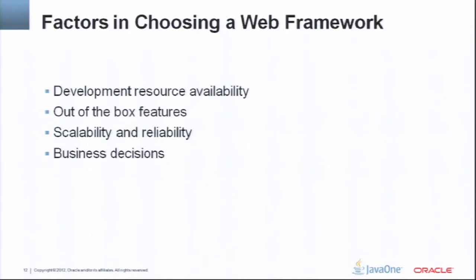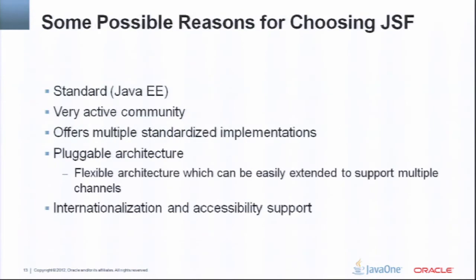Your product may have 1,000 users at present, and maybe a year or a couple of years down the line, it may increase to 5,000 or 10,000. So your application should not fail at that time. It should scale to meet the user base. So all these aspects are very important while choosing the framework. Now, in case you are going to choose JSF as a framework, then there are a couple of reasons for you to choose that. One is that it's standard based, then a very active community, multiple standardized implementations, then pluggable architecture, and support for internationalization and accessibility, and a lot more. These are a couple of important points that I am going to discuss.